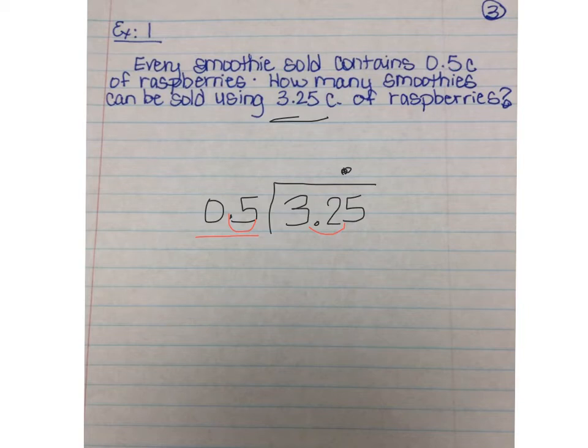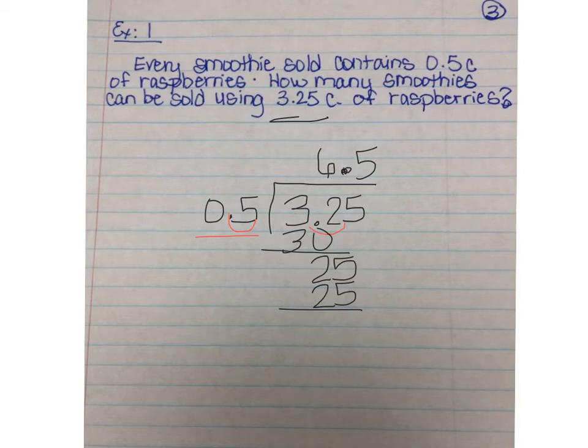So 5 goes into 32 6 times, and it's 30. We subtract, we get a 2, bring down the 5. 5 goes into 25 5 times, and it's even. And so we stop there. So we can make 6½ smoothies with the amount of things we have.